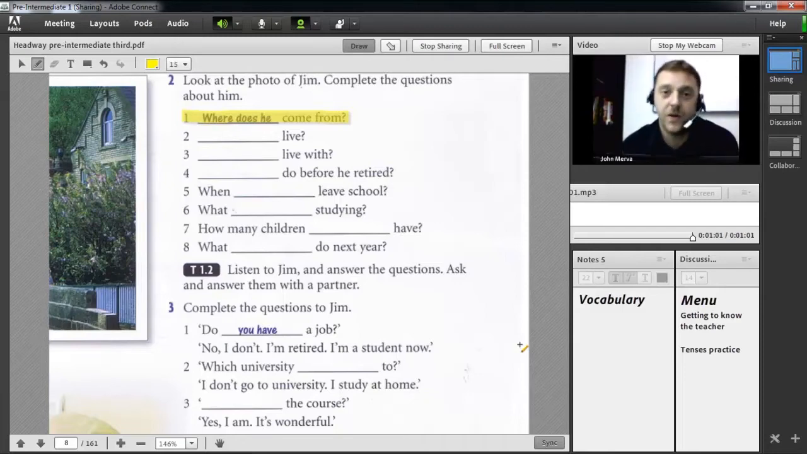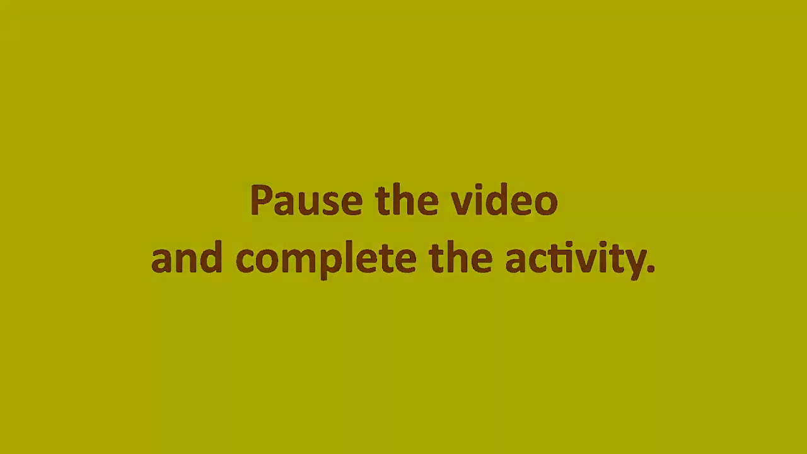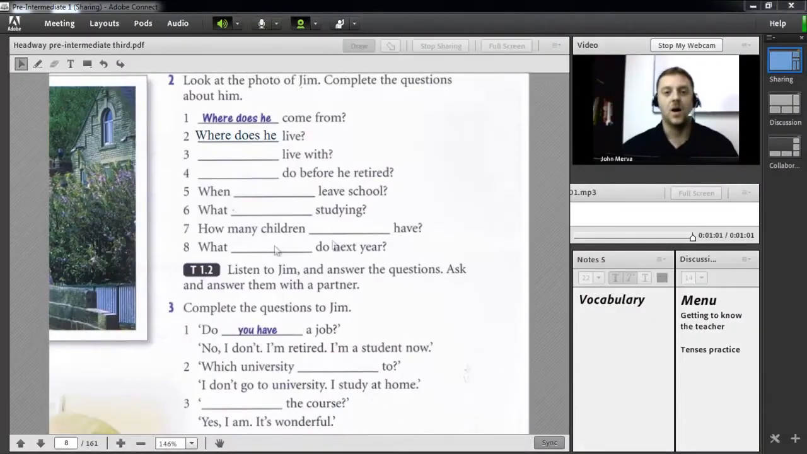If we look at number 2, we have live. Again, if we make a question using WH question words, then we know we have to use the present simple, and our question will become, where does he live? Working with your partners, please, I would like you to complete the questions 3, 4, 5, 6, 7, and 8. Okay, let's look at the answers together.